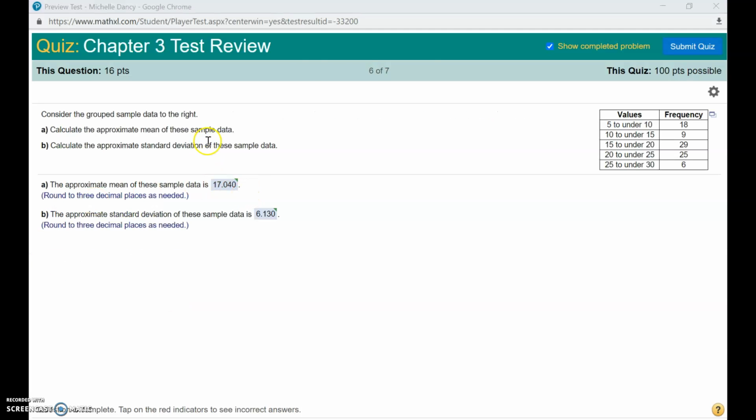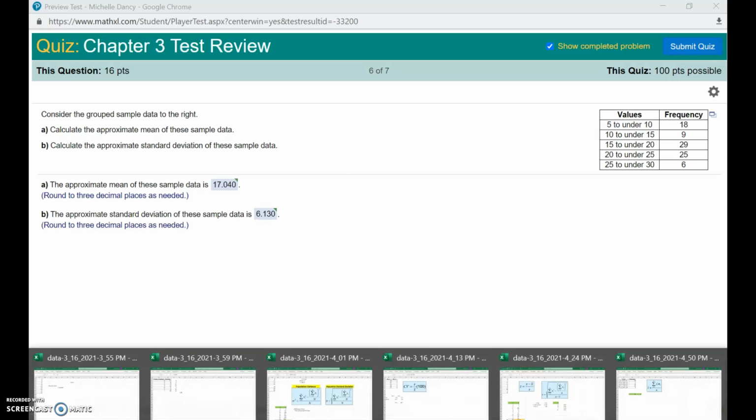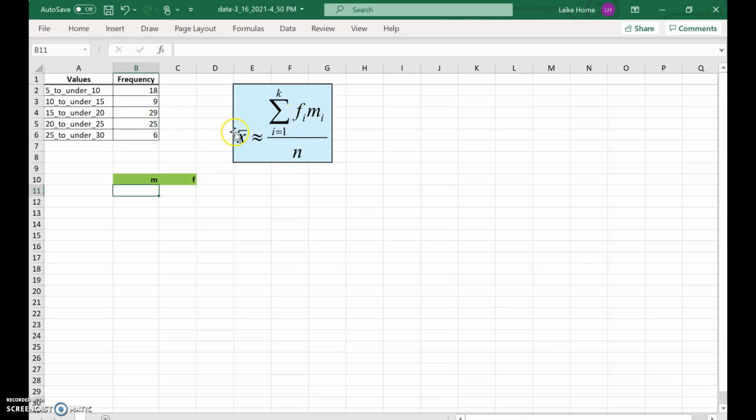Okay, for this one, we're given a grouped sample data table. So now we're going to find the approximate mean and the approximate standard deviation. So I've set the formula up, and for each group, we've got to find the midpoint. So you're going to do 5 plus 10 divided by 2. And you're going to do 10 plus 15 divided by 2. And everything I'm showing you, you could do in your calculator.